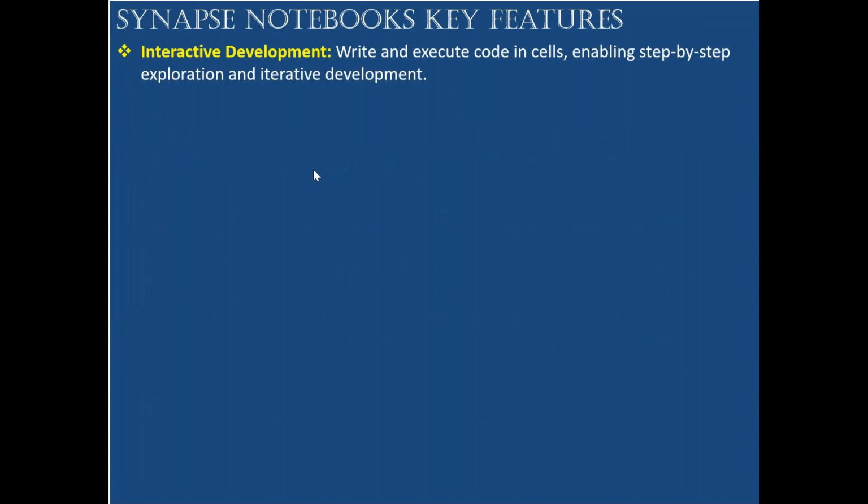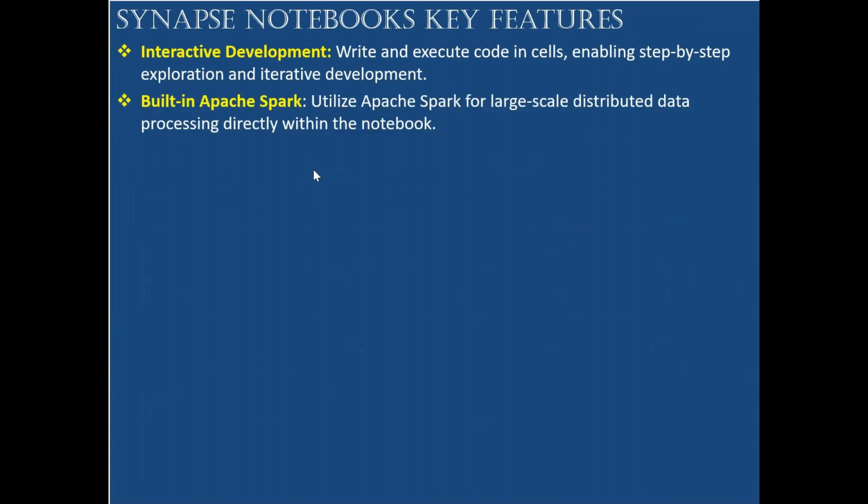Synapse Notebooks key features: if you see, it is interactive development. You can write and execute code in cells, enabling step-by-step exploration and iterative development. You just write a statement, execute it, and you can see the result, whether it is working or not. That's interactive development. Built-in Apache Spark: it utilizes Apache Spark for large-scale distributed data processing directly within the notebooks. So we will be executing the code that we have written in the notebooks with the help of Spark. Spark processes the large-scale distributed data.